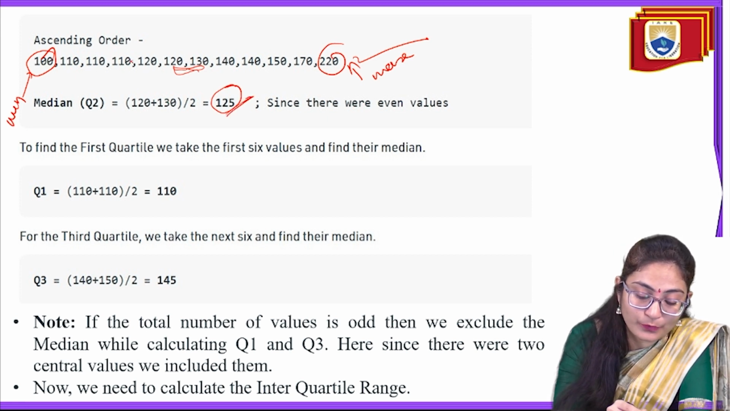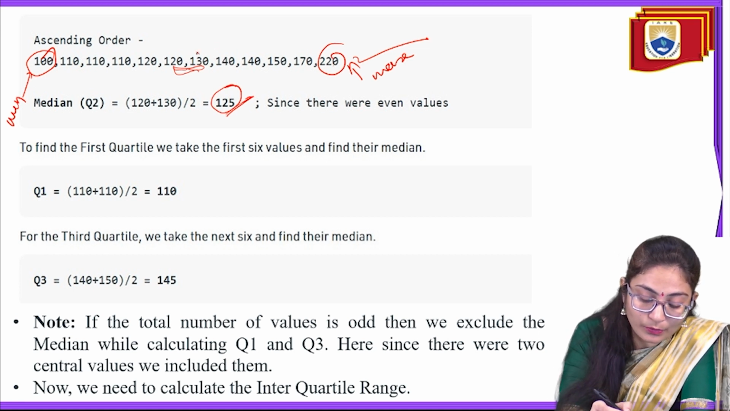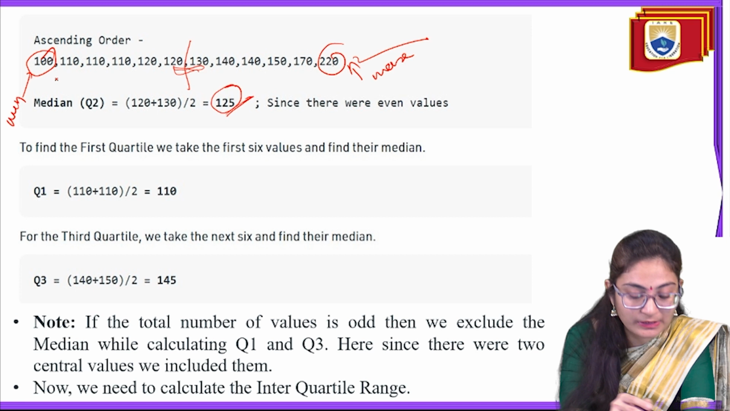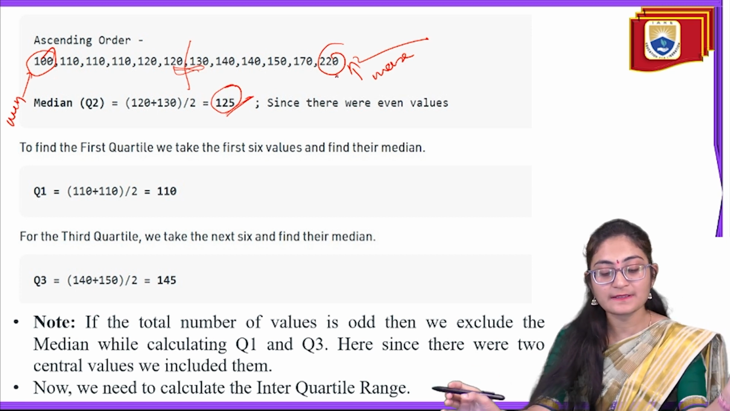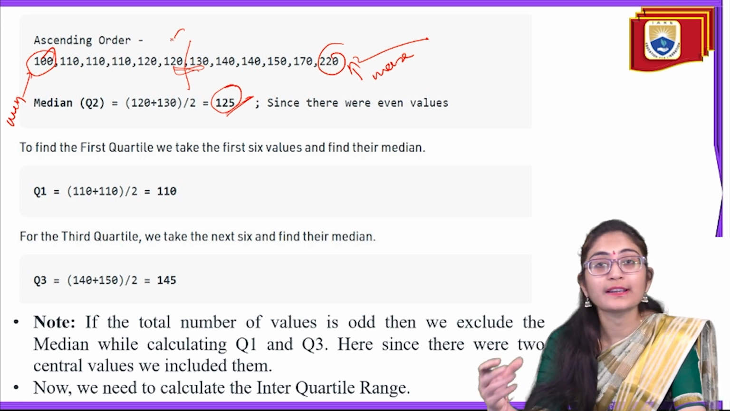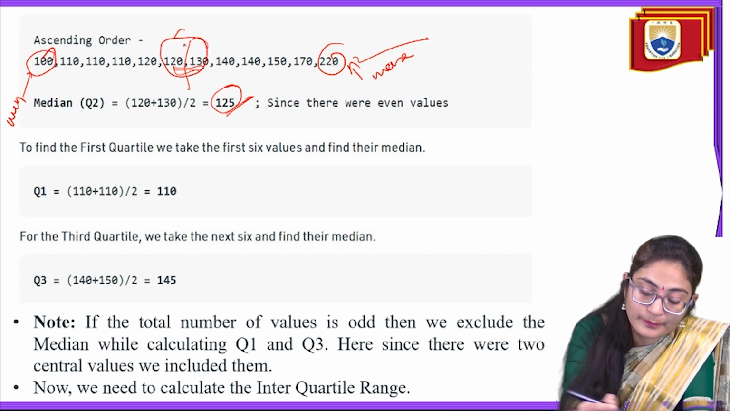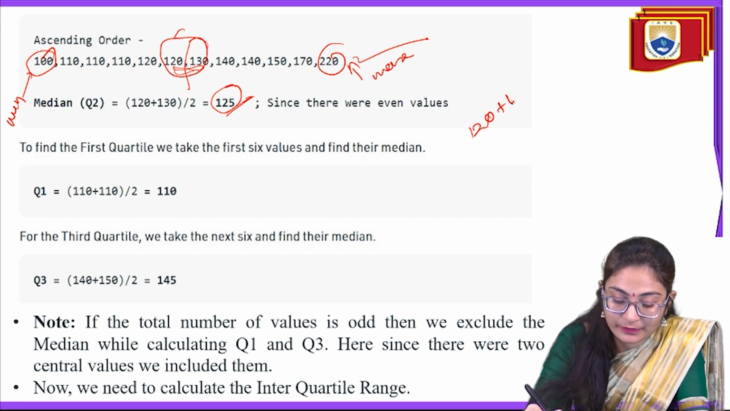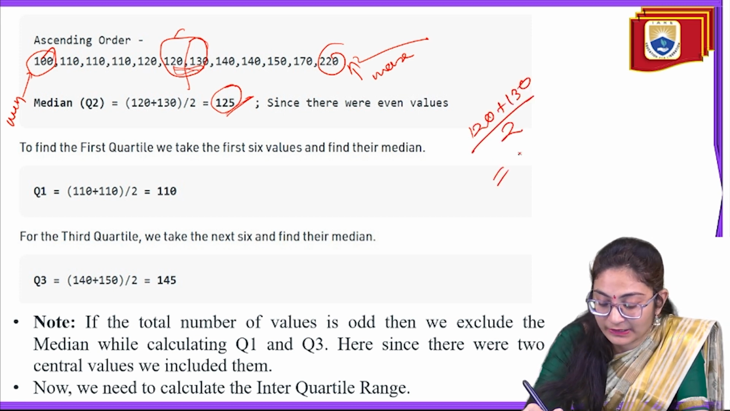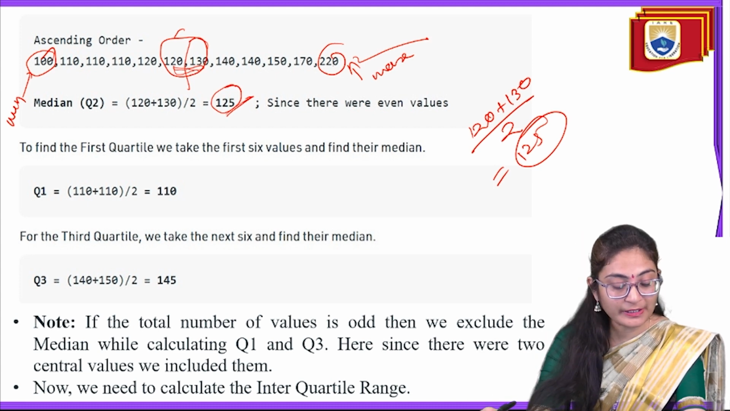1, 2, 3, 4, 5, 6, 7, 8, 9, 10, 11, 12. So this portion will contain 6 values, and this portion will contain 6 values. So we can't find the median value directly. What we will do is add 120 plus 130 and divide by 2. So we will get the median value. 125 is our median value.